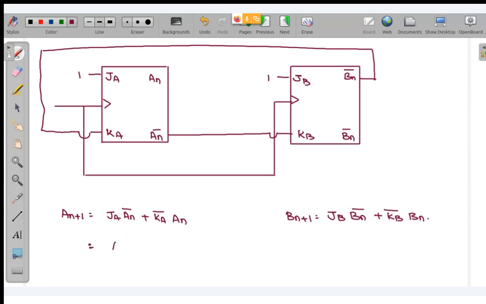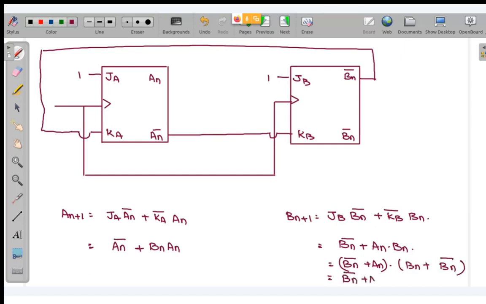So that will be what? AN complement, and over here K is what? It is equal to BN complement. So that will be plus BN AN, and over here JB is 1. So that will be BN complement. KB is equal to AN. Sorry, KB is equal to AN complement. So that will be AN dot BN. So you can write it like this also: BN complement plus AN dot BN complement, sorry, BN plus BN complement. So this will become BN complement plus AN.